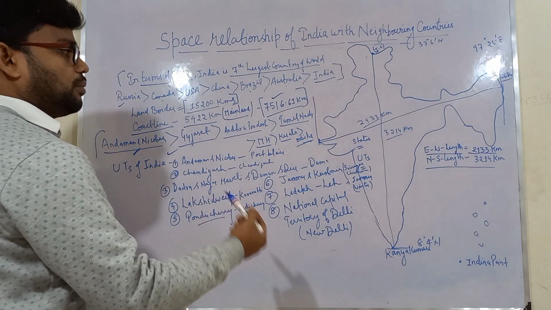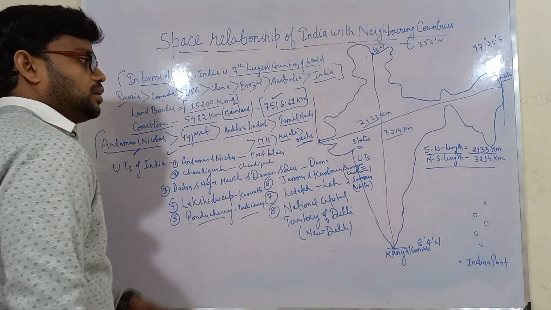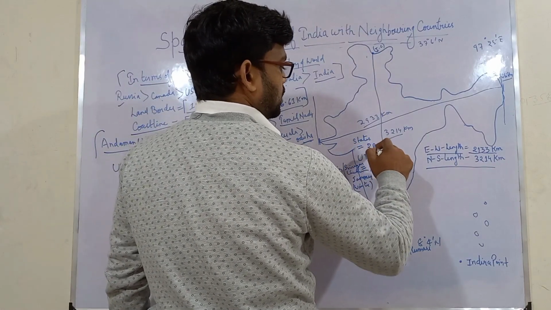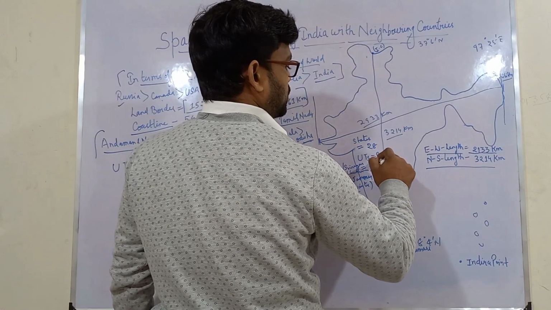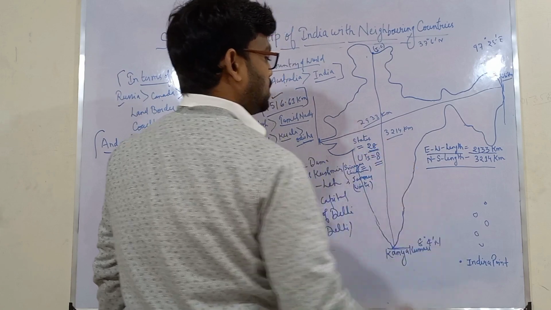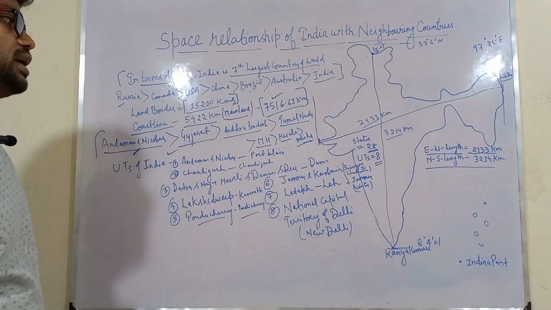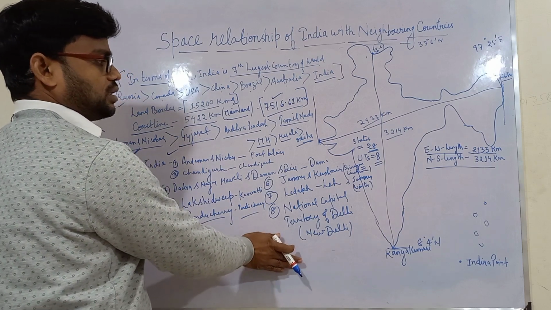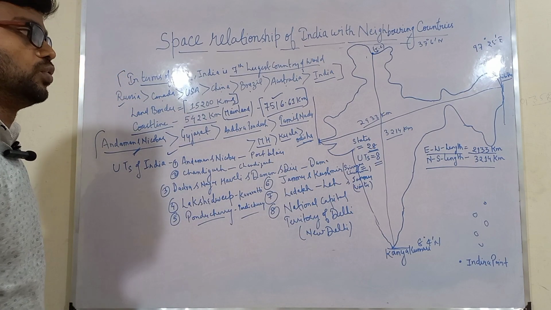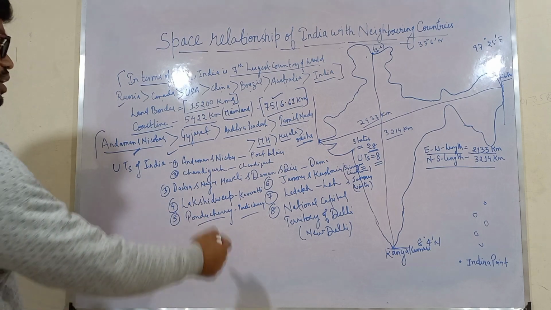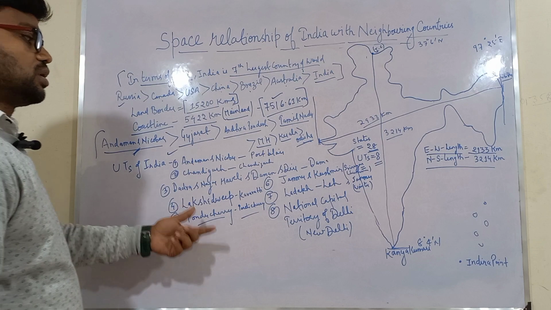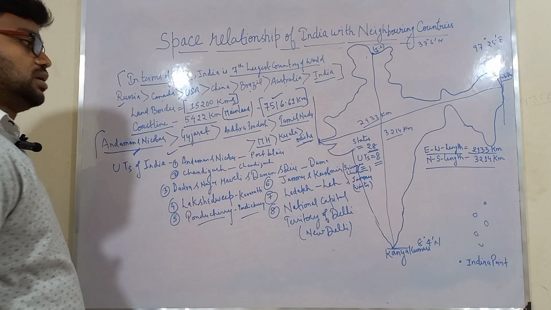Next is the number of states and UTs in India. Currently we have 28 states and 8 UTs in India. Do remember this. I am not writing the names of the 28 states and their capitals. I hope you know them. I have written the names of the 8 UTs. Why have I written the names of the 8 UTs? Because recently there have been a few changes in the UTs.